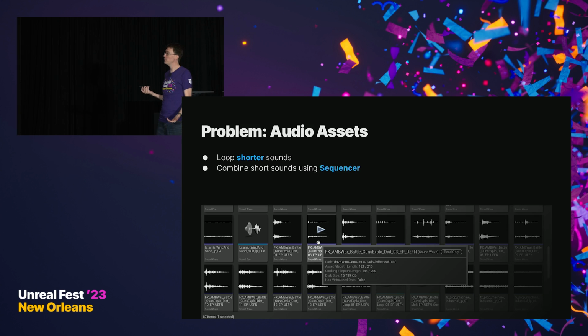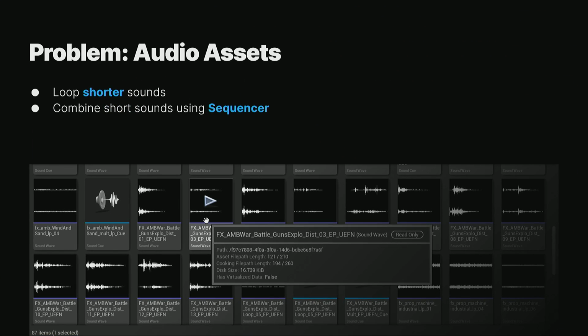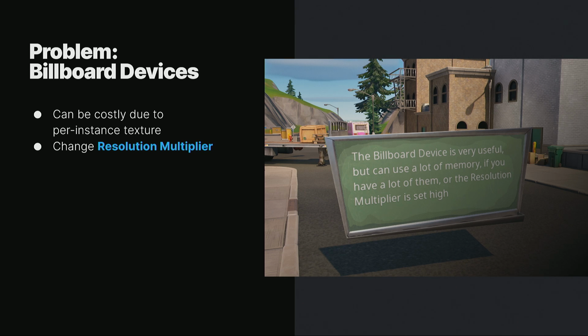Audio is another thing that, if you've got really big bits of music or things like that, you might have some big assets. You can loop shorter sounds, and you can also combine short sounds together in sequencer. It's a really good way to put sounds together. I looked a little bit into compression settings, but we use Bink already for that, and that actually has some pretty powerful compression already. I wanted to call out billboard devices.